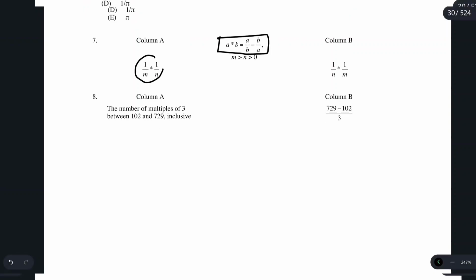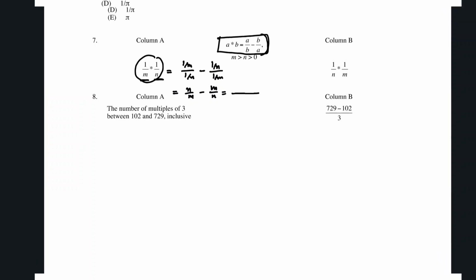So here we can write it down as 1 by m is like A and 1 by n is like B. So we can write it down as A by B, which is 1 by m divided by 1 by n, minus B by A from here. So B is 1 by n and A is 1 by m. And if we try to simplify it, we can write it as n by m minus m by n, and also further simplify it by writing it as something like this, n square minus m square over m by n.